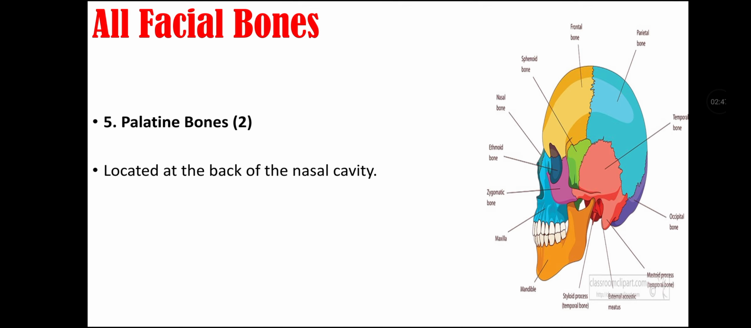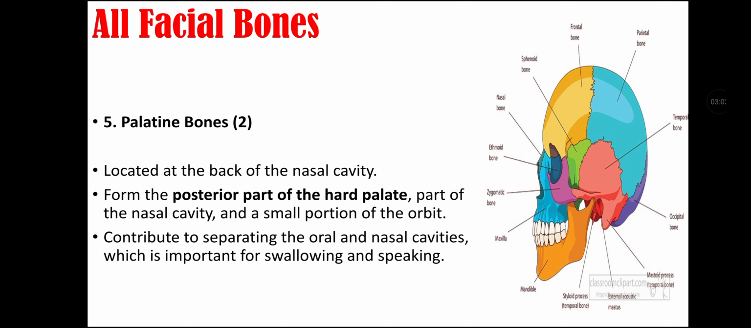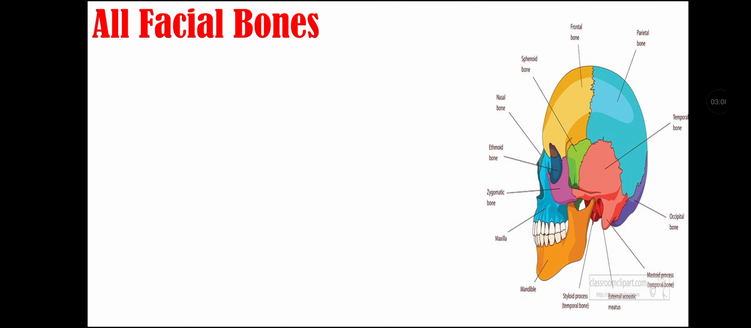Next facial bone we have is the palatine bone, that is also a paired bone, that means there are two palatine bones in every skull. They are located at the back of the nasal cavity. They form the posterior part of the hard palate, part of the nasal cavity and a small portion of the orbits. They contribute to separating the oral and nasal cavity, which is important for swallowing and speaking.